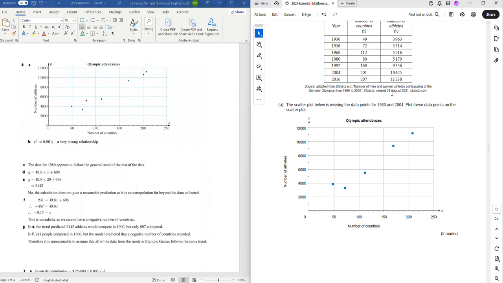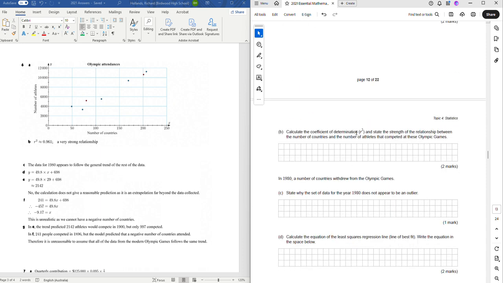Okay, one thing that a few of us did, all right, 2004 is 201. Some of us put it a little bit too far away from the 200, so we're just going to make sure when we're plotting our data, we are putting it in the right spot. That's really important.